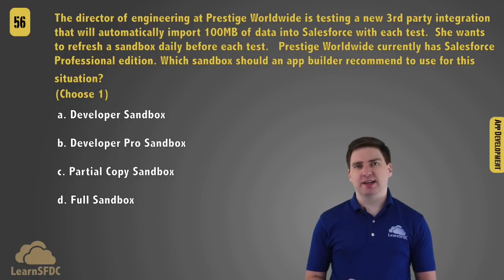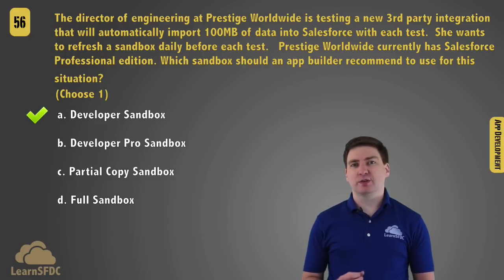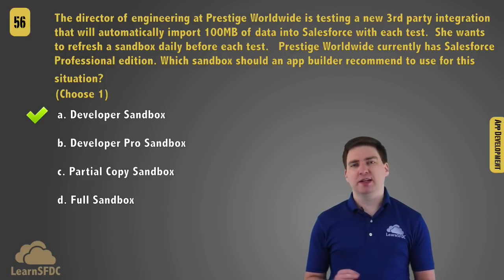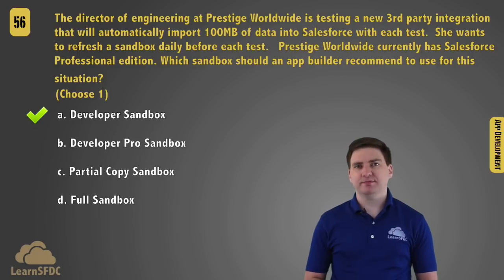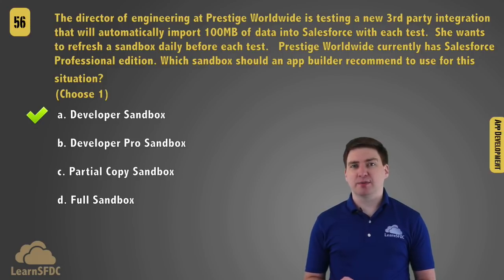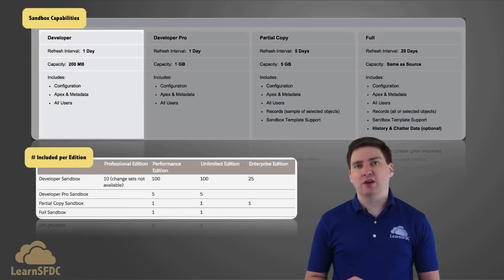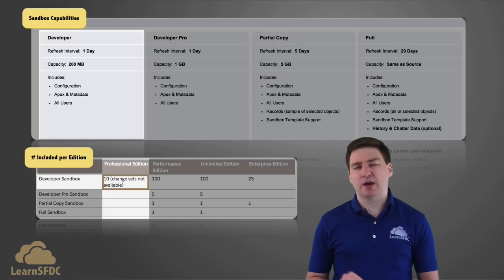The correct answer is A. In Salesforce, there are 4 types of sandboxes: a developer, developer pro, partial copy, and full copy. There are some key differences between the 4 types, including the refresh intervals, the storage limits, what is copied, and if sandbox templates are available or not. For this question, a developer sandbox is the correct answer because a developer sandbox can be refreshed daily, offers 200 megabytes of both storage and file storage, and is available in the Salesforce Professional Edition, thus meeting all of our requirements.